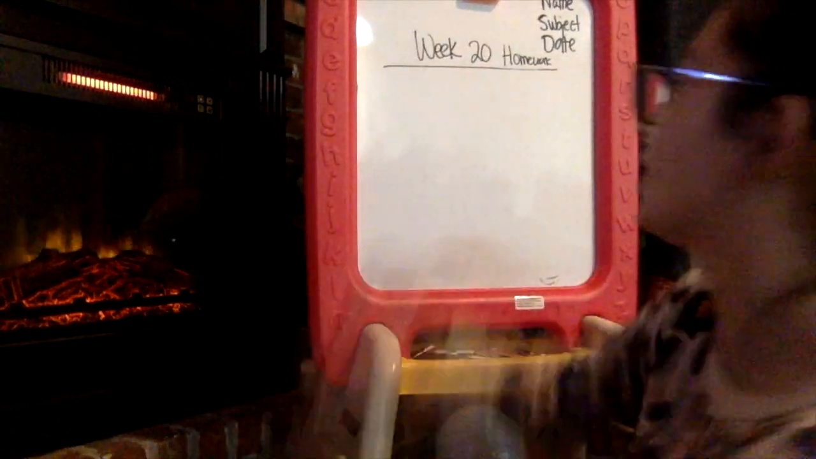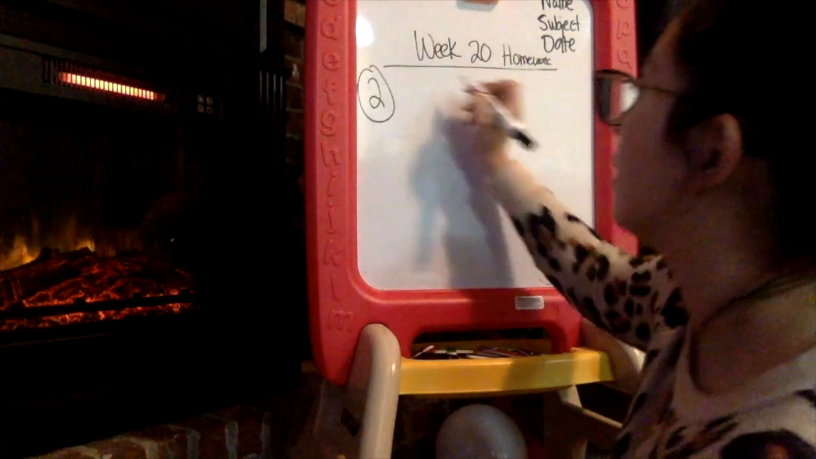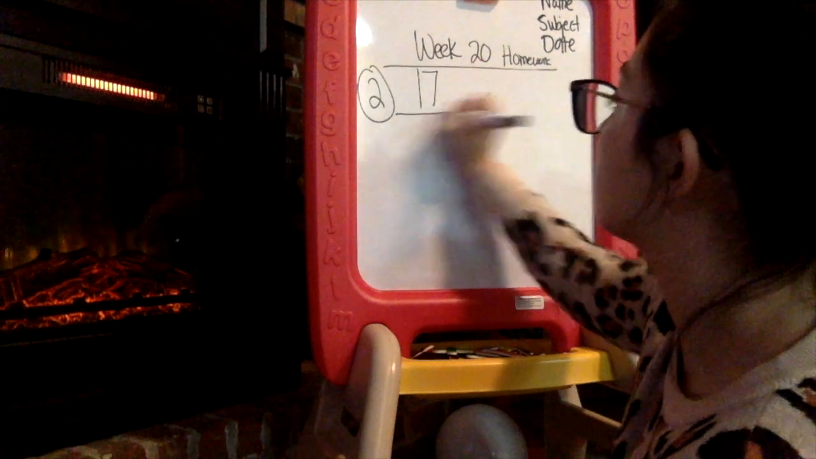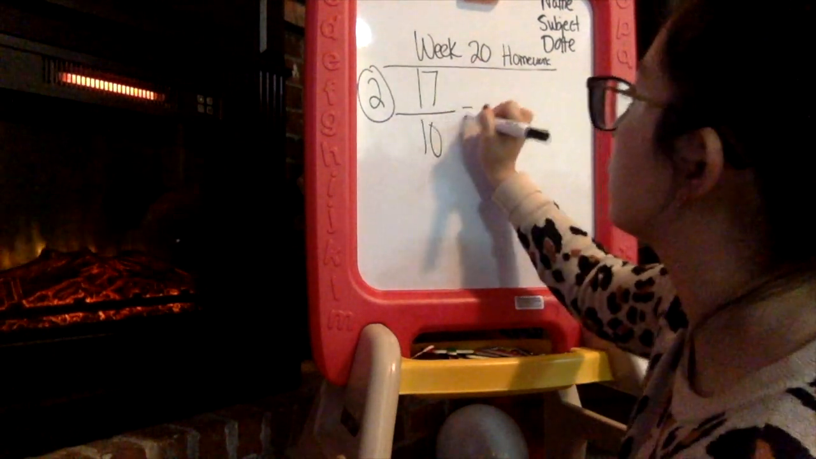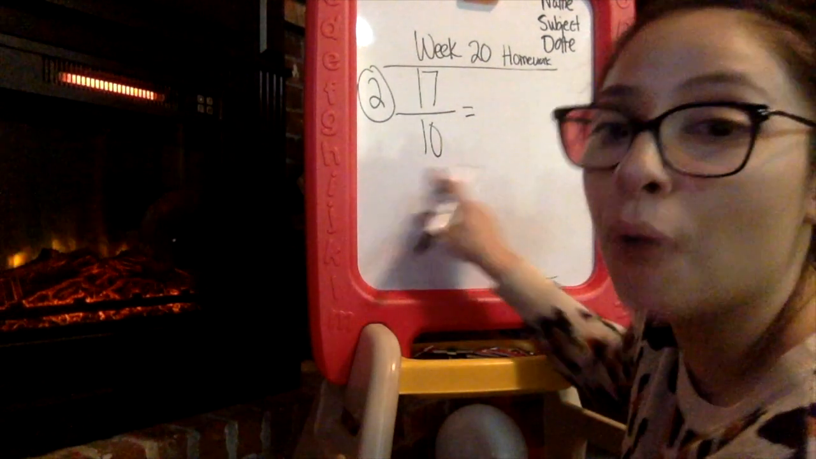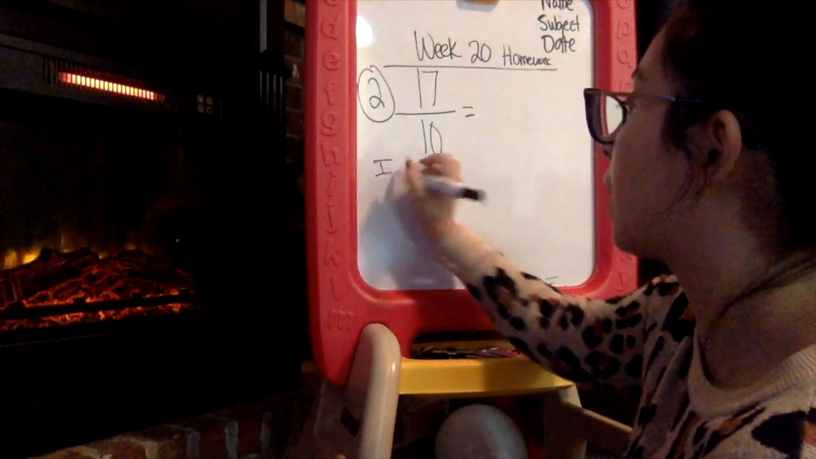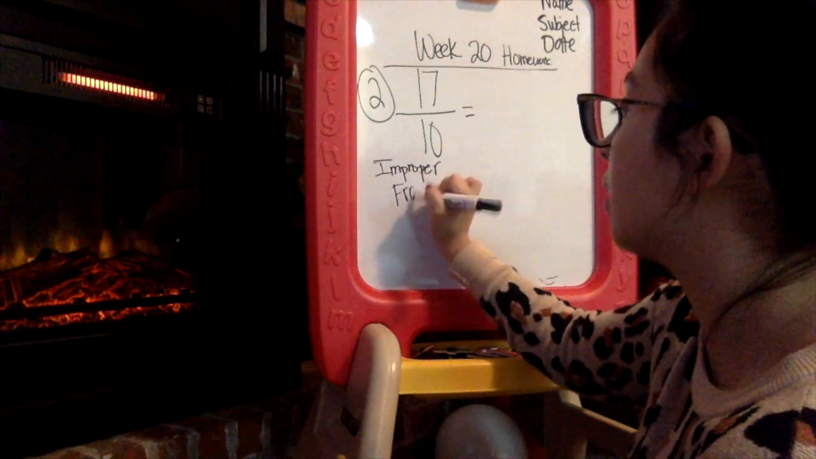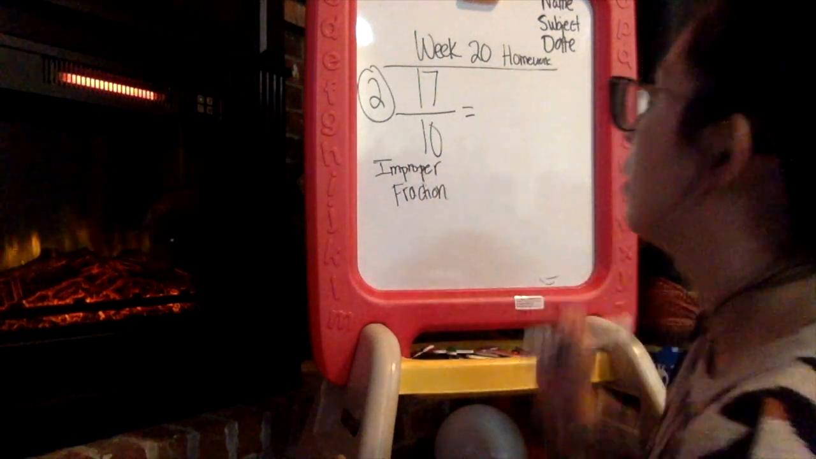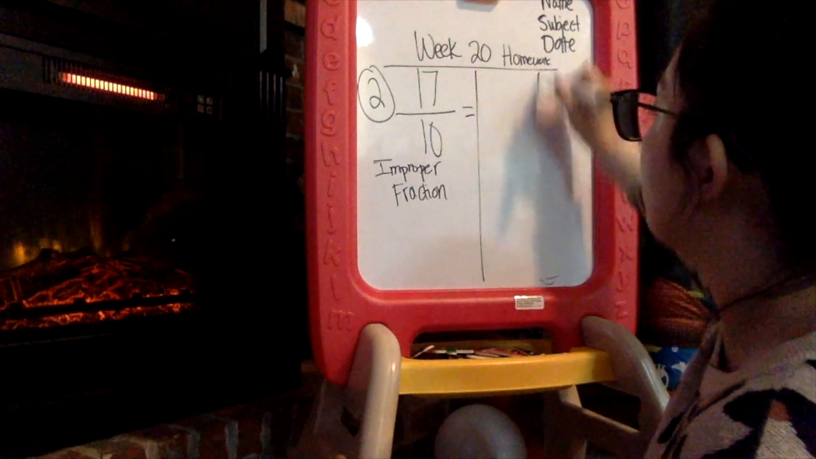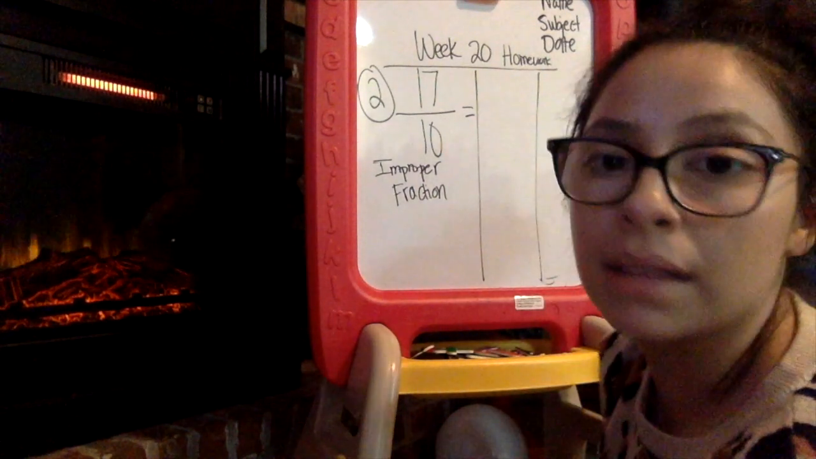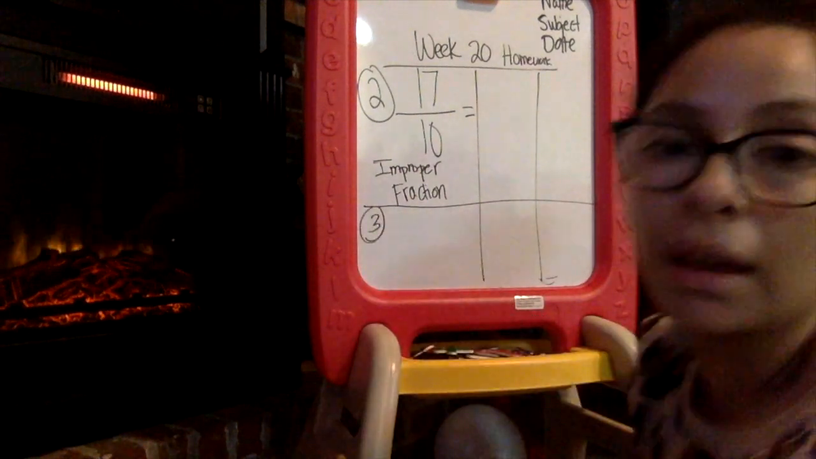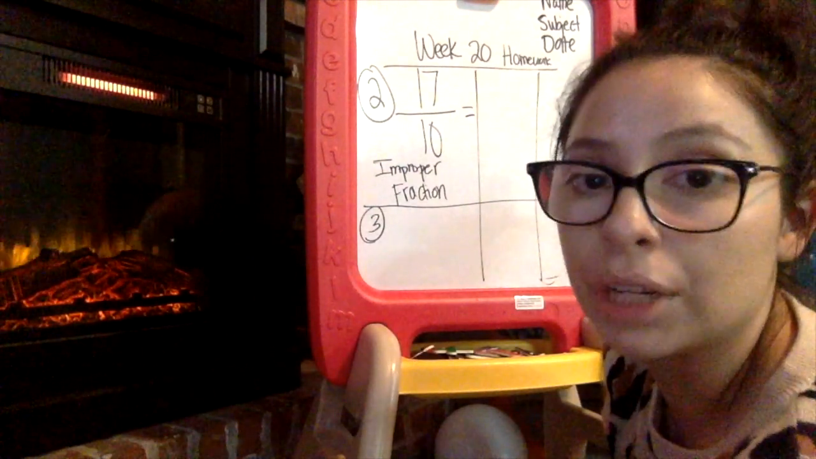Second one, let's go ahead and do 17/10. So this is an improper fraction. You could even write this as improper fraction on your paper. And if you guys like to split up your paper so that you can show the different things, that's fine. And maybe you draw a line and write number 3 underneath that. That's totally fine. Whatever works best for you.